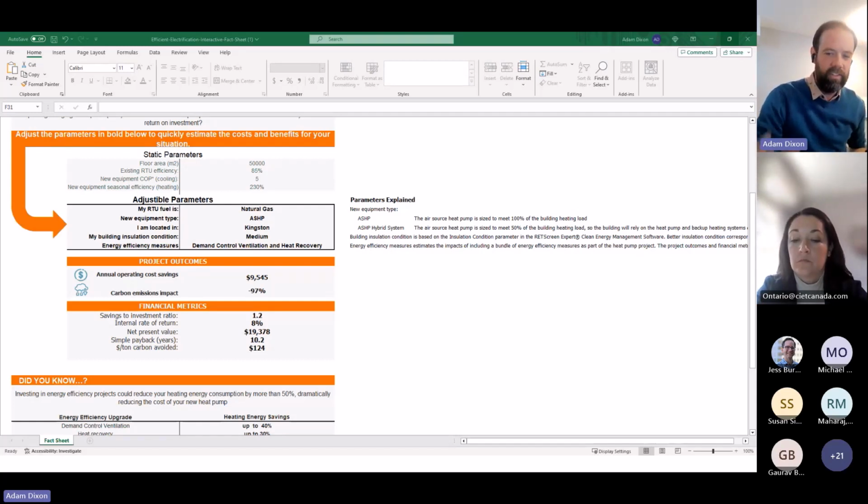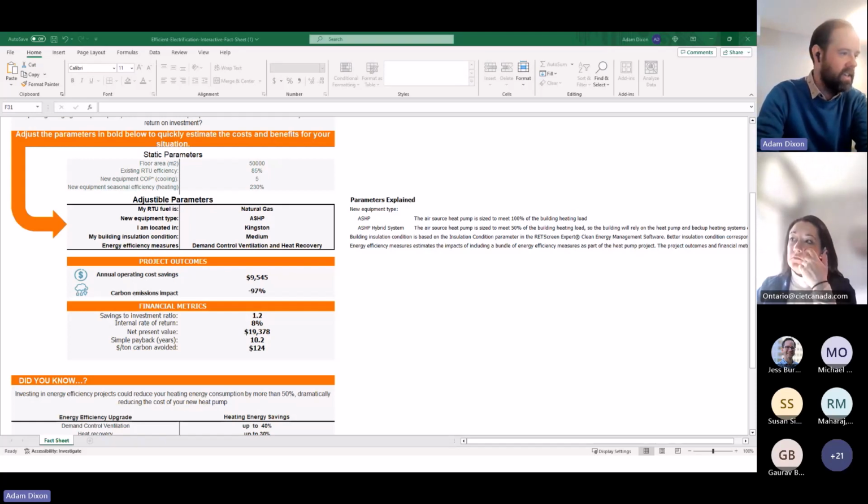So essentially, if this was a $100,000 project, at the end of the 15 years, I'm going to give you back $120,000. That's essentially what that is saying. And now we have an internal rate of return which is positive at 8%, that's a good number. We have a net present value of just over $19,000. The simple payback is now 10 years, which is much better. We're under that 15-year life, and we have $124 per ton of carbon avoided.